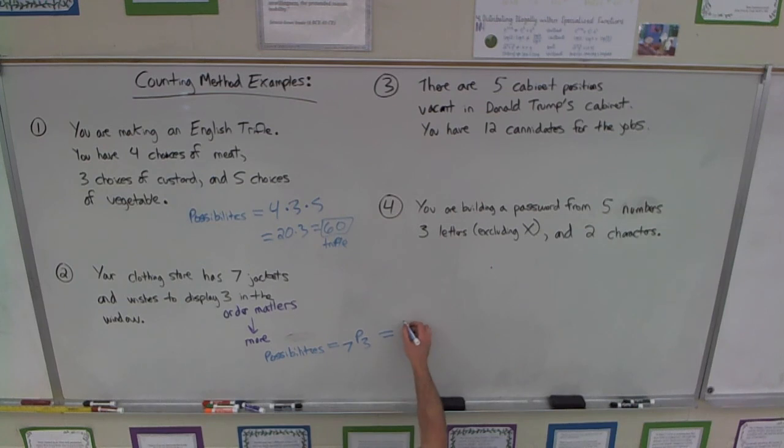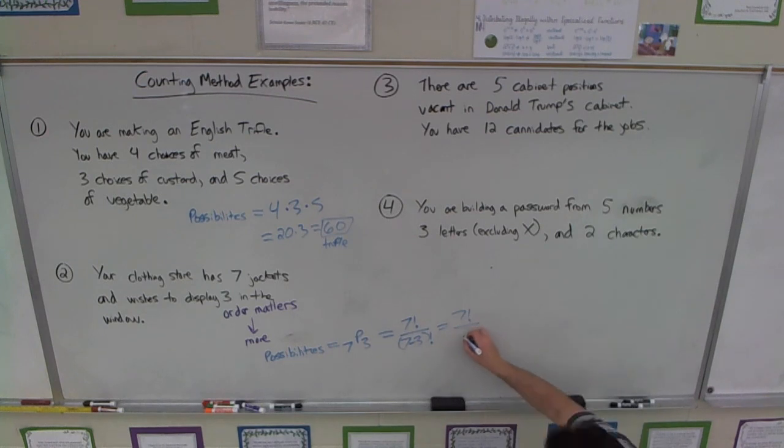So let me do that as we go. 7 factorial over 7 minus 3 factorial, which is 7 factorial over 4 factorial. And there's nice ways to simplify factorials. For instance, you can stop it wherever you want. You could go 7 times 6 factorial.